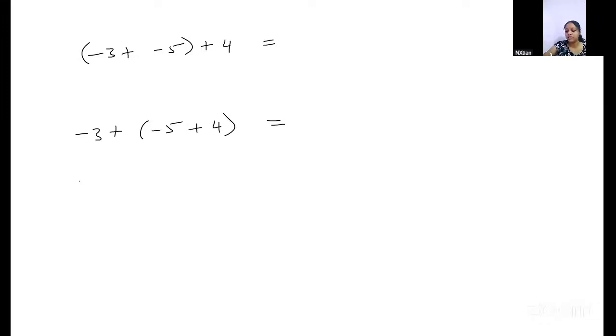So the first one is (-3 + -5) + 4. First we solve the part which is in the bracket, and then we add the remaining portion. So -3 plus -5 gives -8, then plus 4. Minus plus is minus, so you subtract: 8 minus 4 is 4. The bigger number is negative, so the answer has a negative sign.